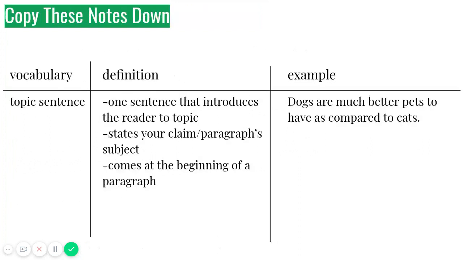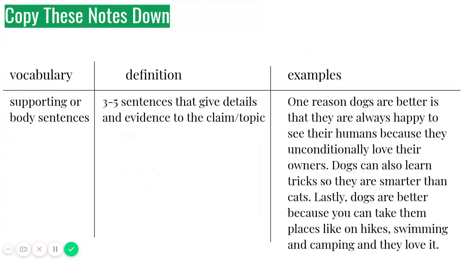The vocab, definition, and example. Pause it, copy it. Awesome. Next up, we've got our supporting or body sentences. There are 3 to 5 sentences that give details and evidence to the claim or topic.